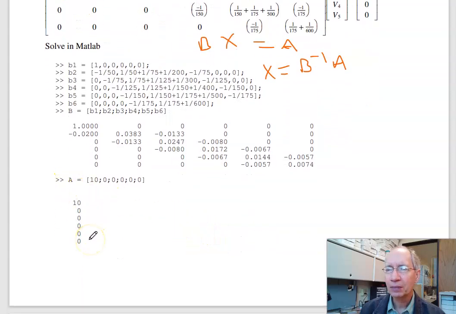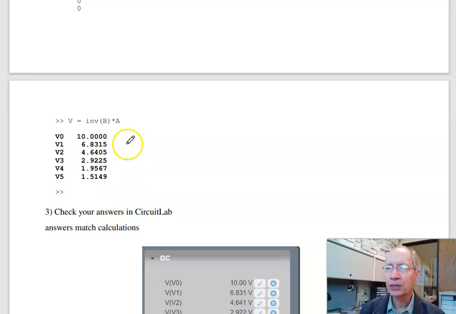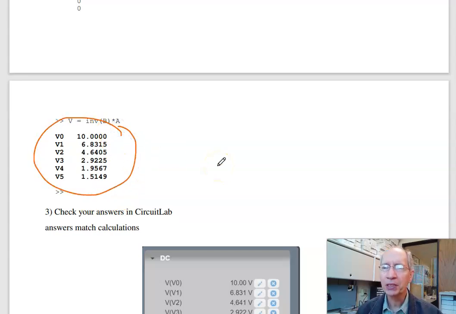A matrix, and now the solution is the inverse of B times A. I just solved 6 equations for 6 unknowns.